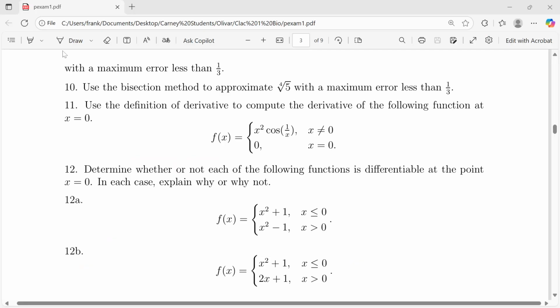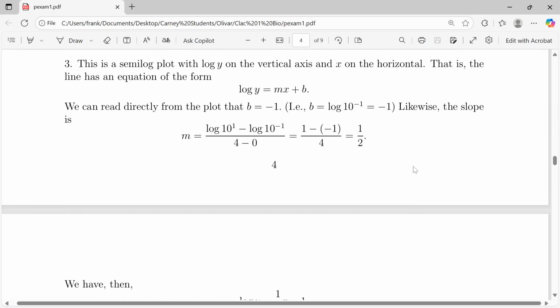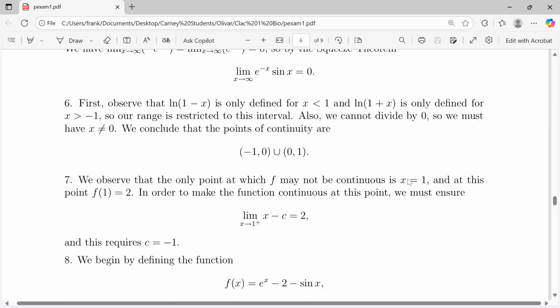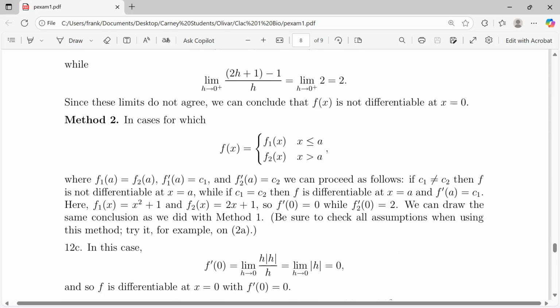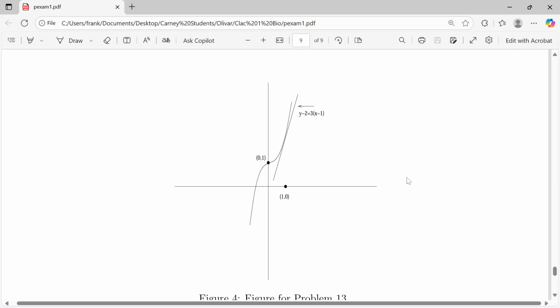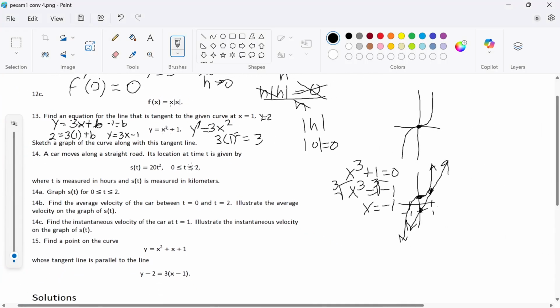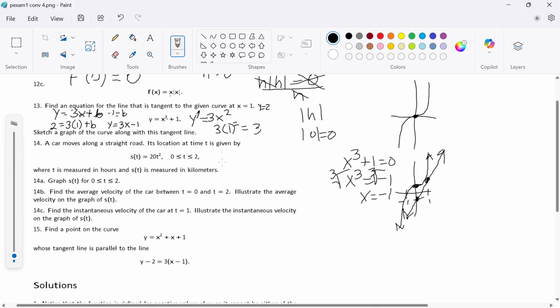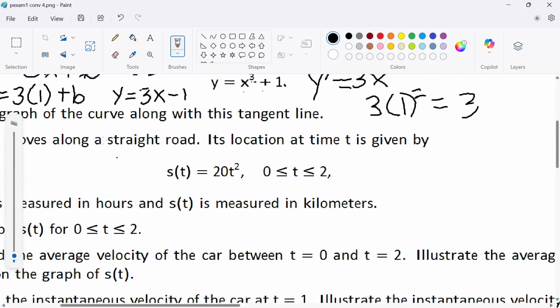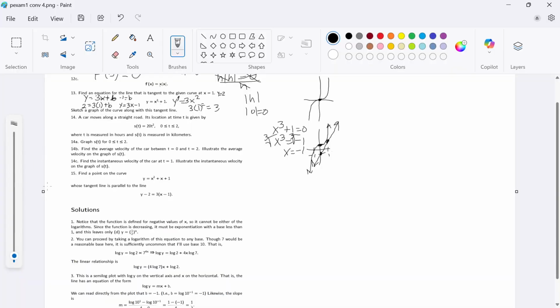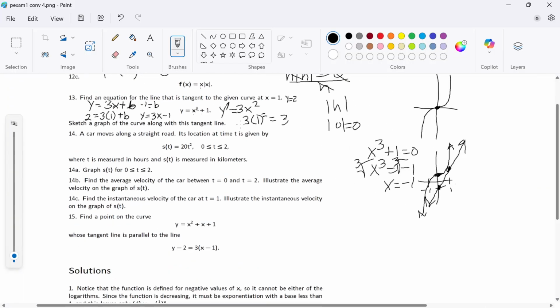And here is the instructor's, let me find the instructor's graph. You'll see it looks very similar. There, see, very similar. Okay, so I've got it. All right, that's that one, number 13.